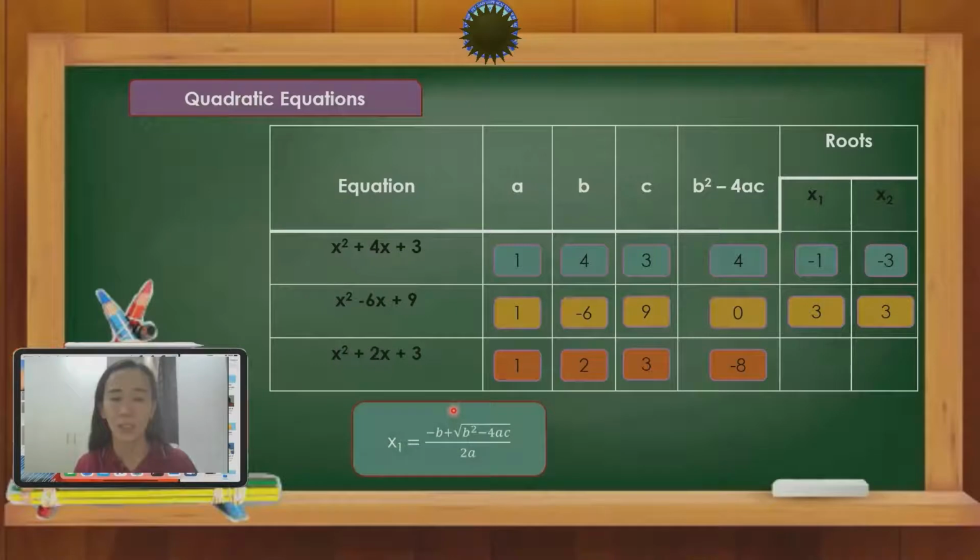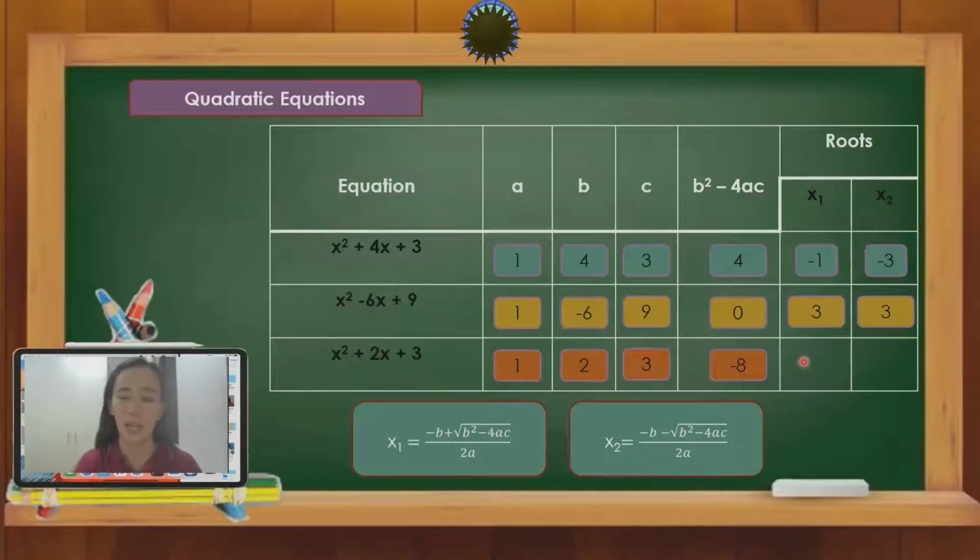So using this quadratic formula, x sub 1 is negative b plus square root of b squared minus 4ac all over 2a. For our x sub 2, that is negative b minus square root of b squared minus 4ac all over 2a. For the equation x squared plus 2x plus 3, we are going to solve the value of x sub 1 and x sub 2 later.